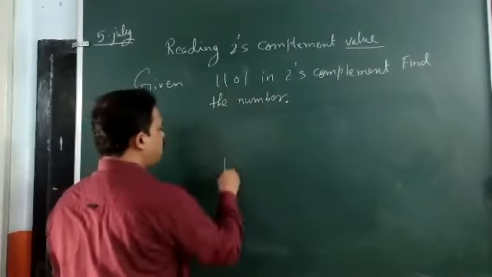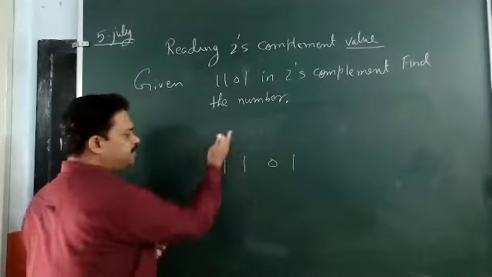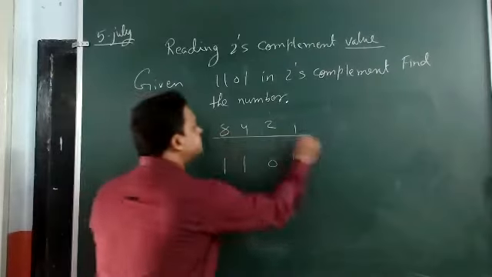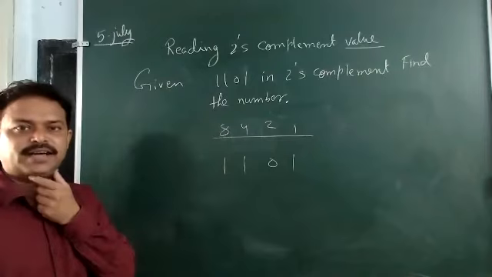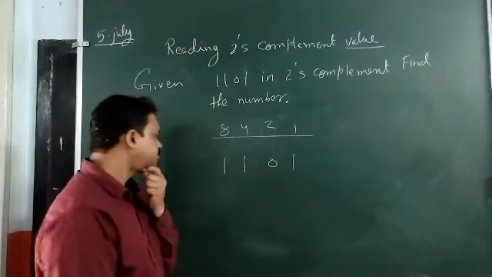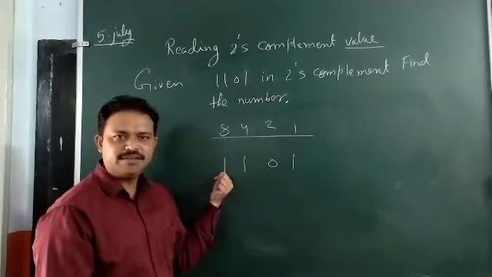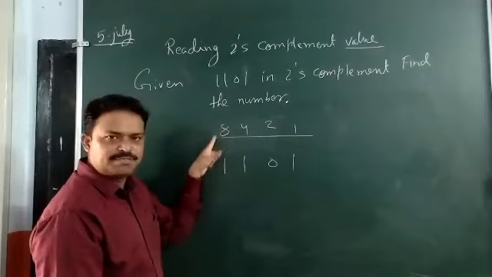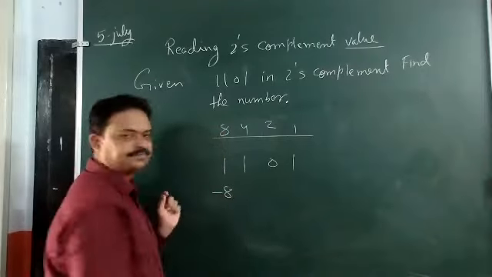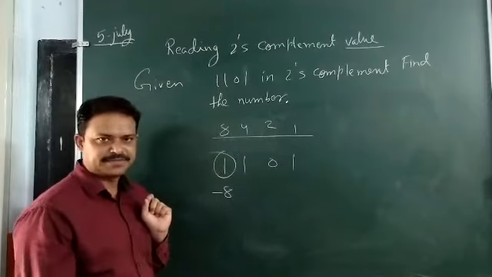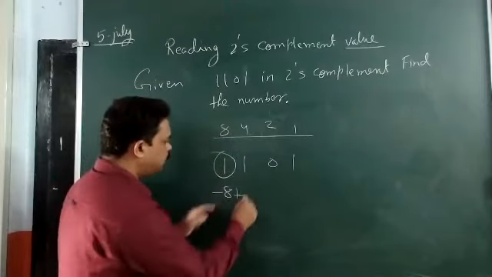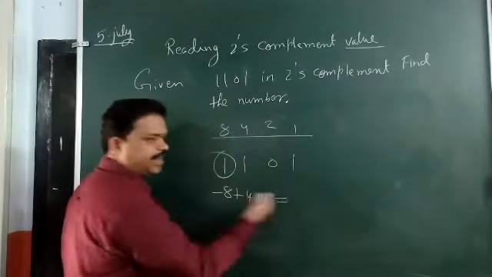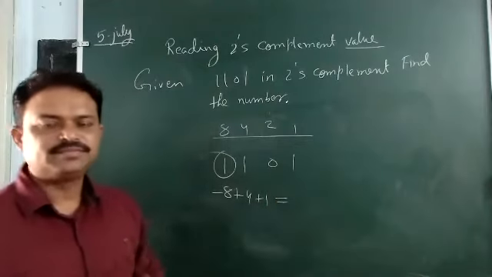Take same value 1 1 0 1. Above that you write down 1 2 4 8. Another method. You know that last bit is for sign bit. So this is below 8. You write down -8 for this value. After that, +4, +1. Just calculate and tell me what value you are getting.